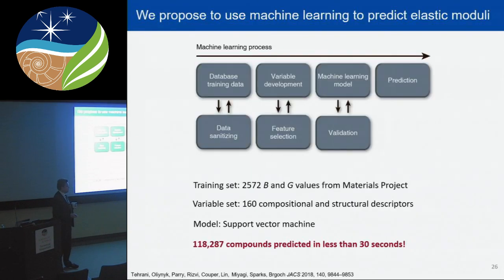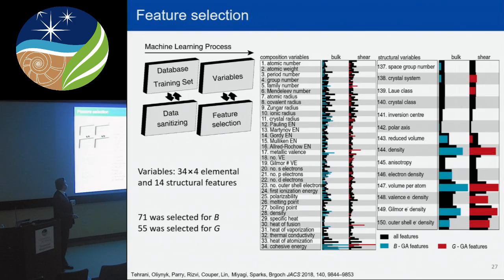For our prediction, we use data, more specifically over 2,000 compounds from the Materials Project, because these properties could be calculated with DFT. And we had 160 descriptors in the X vector. We can generate a huge number of bulk and shear moduli in a very short time, and this is not on a computer cluster, it's just on a laptop. More specifically about the features, the X vector: these are the properties that we have considered, 150 of them.